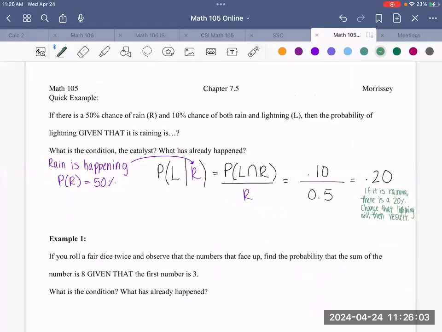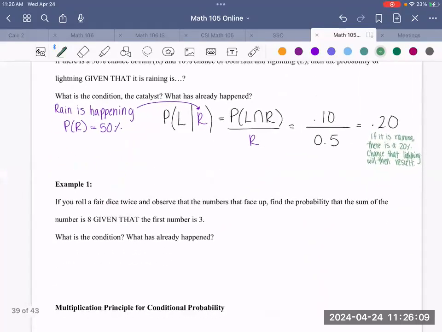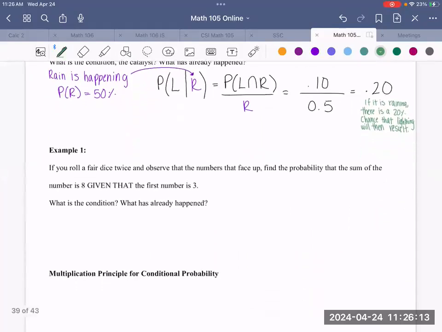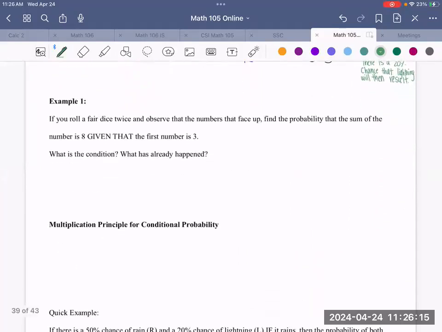Again, try to bear with me a little bit. We're just kind of understanding the flow of this equation. And then when we're talking about your decision tree, it should kind of click into place. So example 1 says, if you roll a fair dice twice and observe the numbers facing up, find the probability that the sum of the numbers is 8, given that the first number is 3.